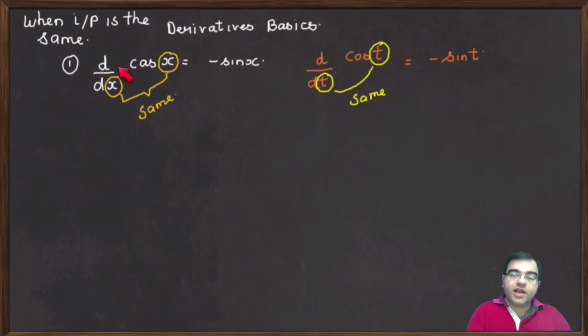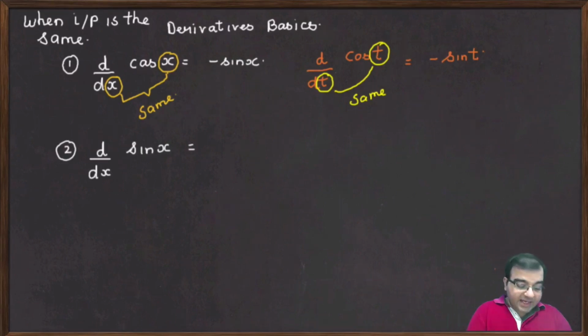So the first formula you should know for this chapter is derivative of cos of input is equal to minus sine of input. The input can be anything. In this case, the input is x. In this case, the input is t. But take care of one thing, that the input written in front of cos and the input written in front of derivative is the same.